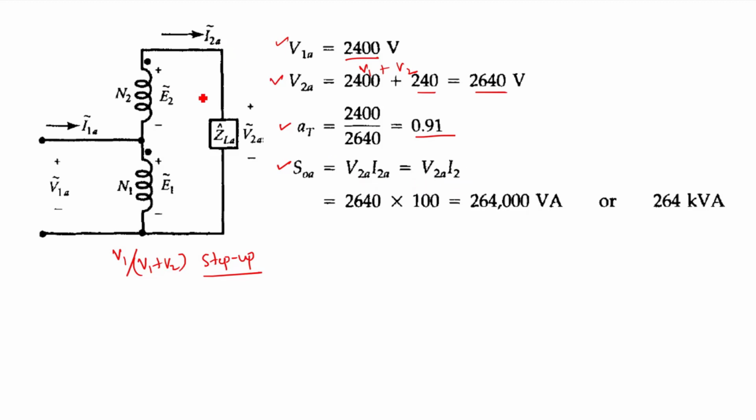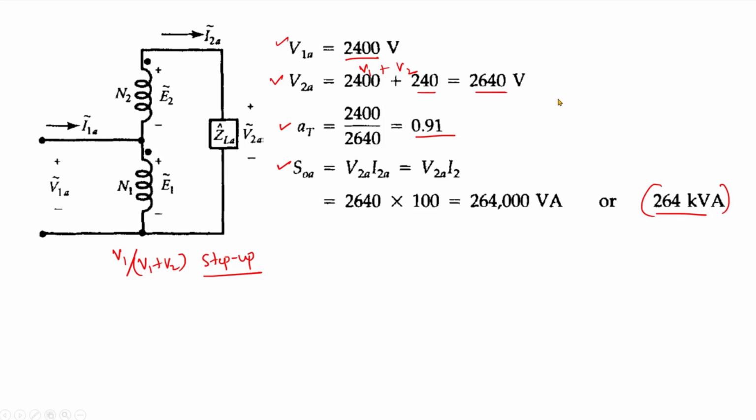So I2A is nothing but equal to I2. Therefore it becomes 2640 into 100, so that will give me 264 kVA. So for this configuration we are getting a very high output power of the autotransformer. It is around 264 kVA, right? Okay.